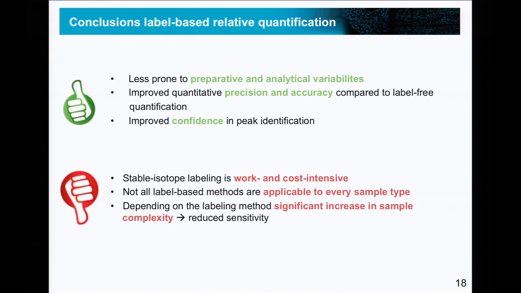But there are also disadvantages. Stable isotope labeling is work and cost intensive. Not all the methods are applicable to every sample type. SILAC labeling is not applicable to tissue samples, for example. And depending on the labeling method, a significant increase in sample complexity can reduce your sensitivity.